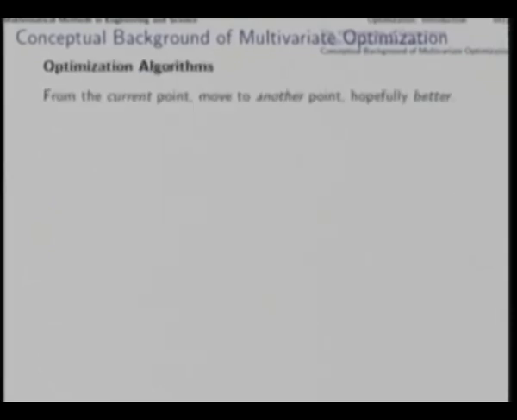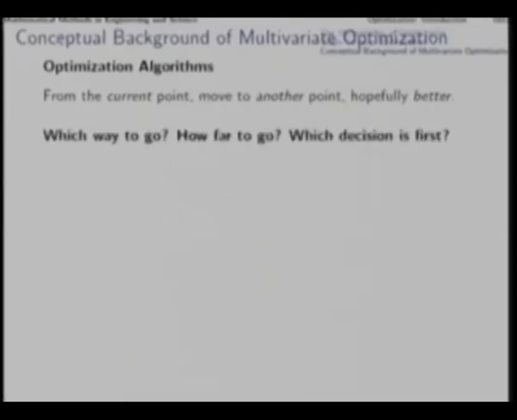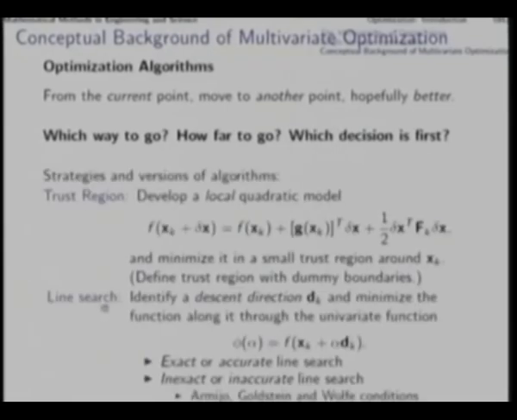Now, for an optimization algorithm, we need to have a clear picture of how a typical optimization algorithm operates. The typical way is to start from a current point and move to another point which is hopefully better than the first. Now, there are three questions that arise in this process. First is which way to go, second is how far to go, and which decision is taken first. If we first decide the direction, which way to go, and then decide how far to go in that direction, this gives us one strategy of optimization algorithm, that is called the line search strategy.